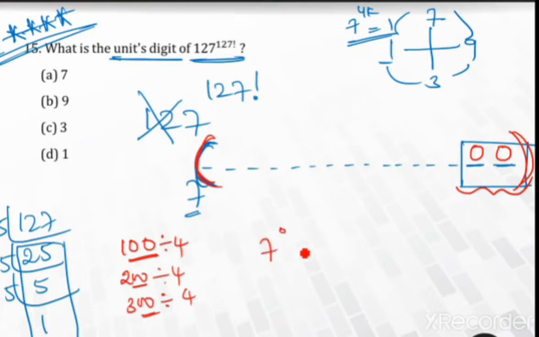Now what is 7 power 0? What will be the unit digit of 7 power 0? 1. Great. 7 power 4k is equal to 1. The unit digit is 1. The answer is option D, 1.